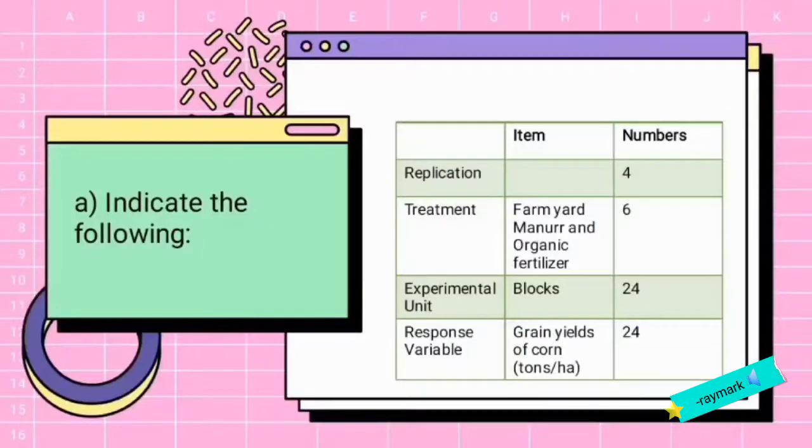But before jumping into the calculation, we'll first indicate the item and numbers for our replication, treatment, experimental units, and response variable. For our replication, we have the number 4. For our treatment, we have the item farmyard manure and inorganic fertilizers with its number 6. For our experimental units, we have the item blocks with its number 24. And for our response variable, we have the item grain yields of corn in tons per hectare with its number 24.